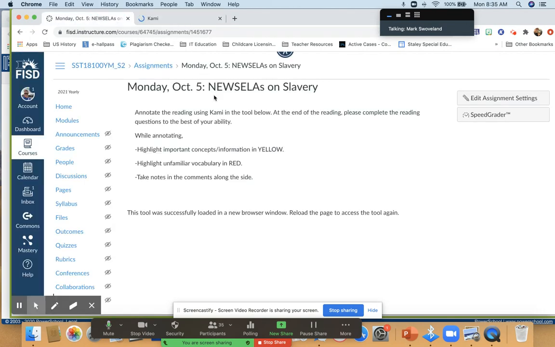So the directions for this assignment are pretty similar to what we've done before. We're going to highlight important concepts and information in yellow. We're going to highlight unfamiliar vocabulary in red, and then we're going to take notes and comments along the side. Okay? So what you're going to be turning in today is pretty much the same thing.